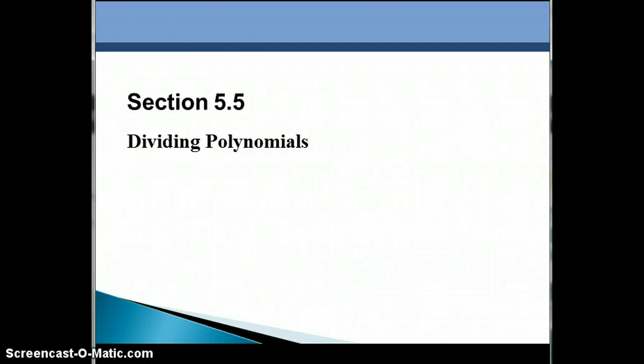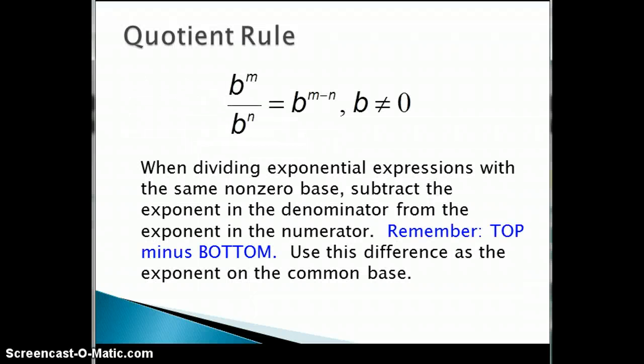Hi, this is Wendy Lightheart, and for this lesson we're going to be learning how to divide polynomials. So to divide polynomials, there's a few rules of exponents we're going to need to learn.